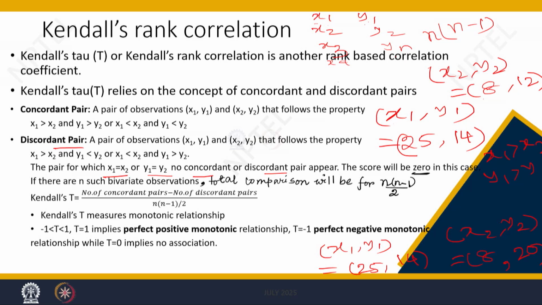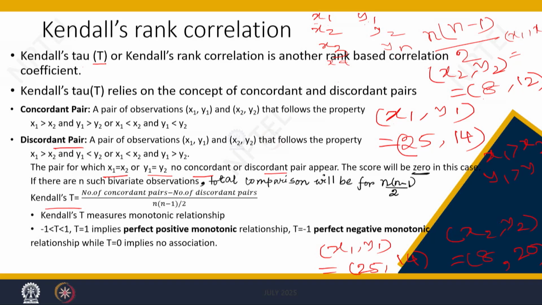But when you are checking x1 and x2, doesn't it hold for x2 and x1? So basically the x1 x2 comparison is commutative to x2 x1. That's why the comparison between x1 x2 is synonymous with the comparison between x2 x1. So that's why the total amount of comparisons is n into n minus 1 divided by 2. Clear?